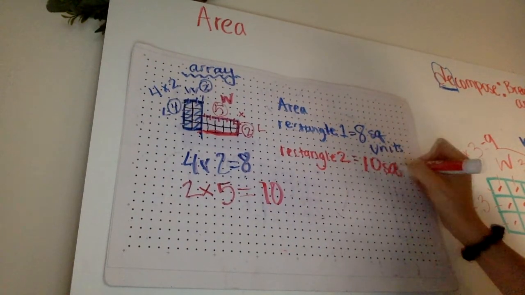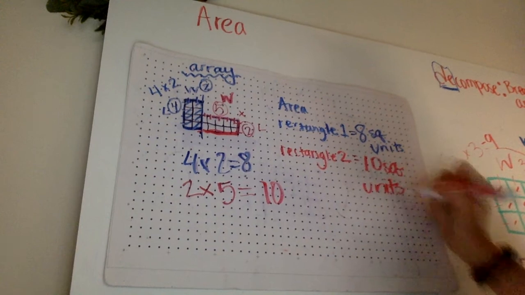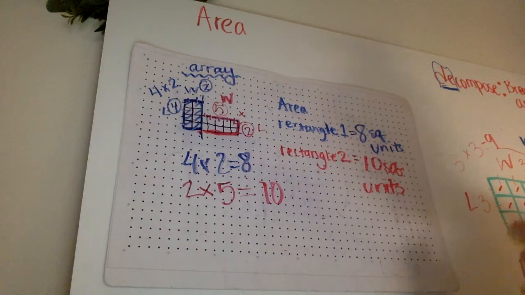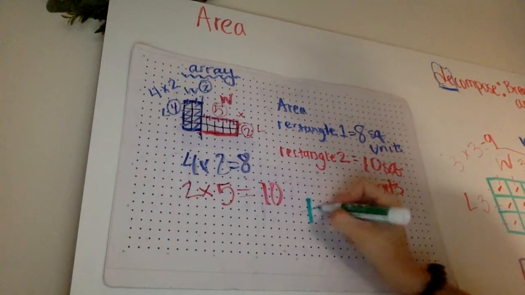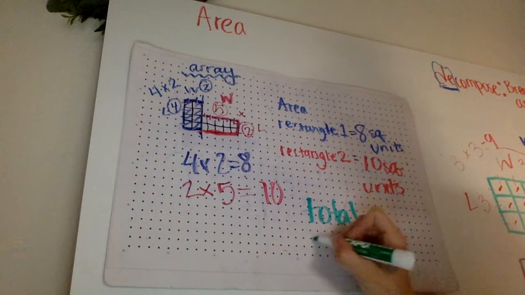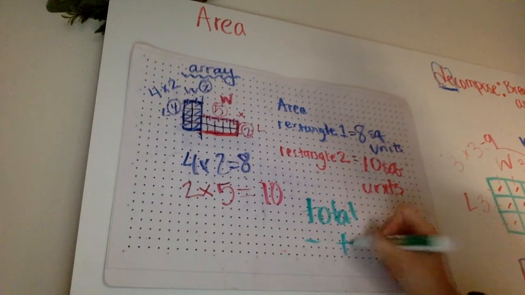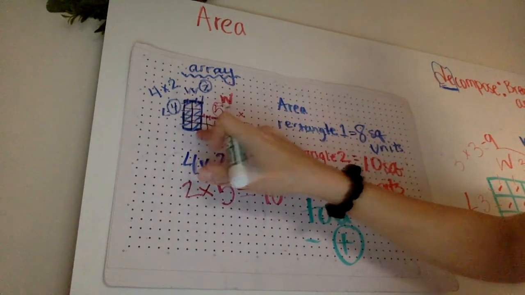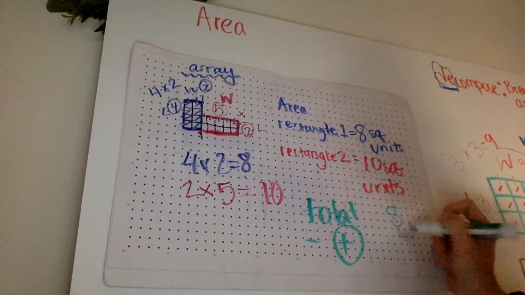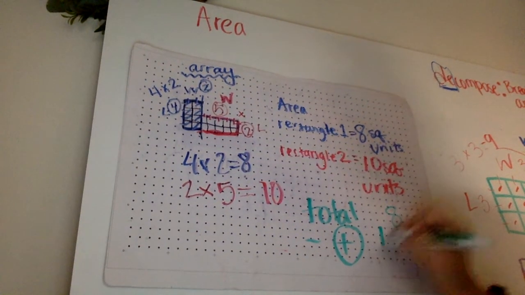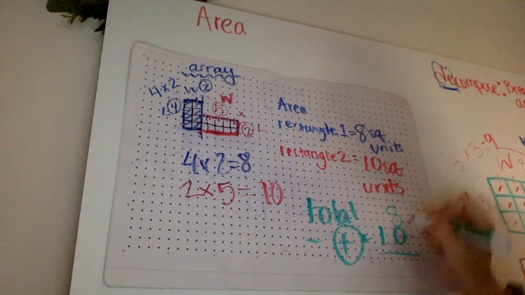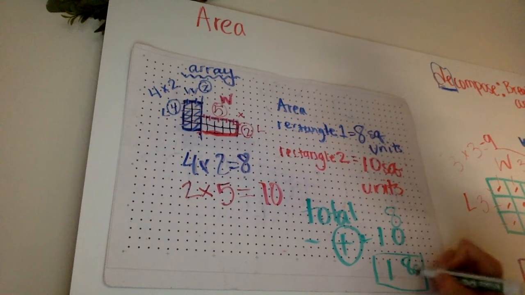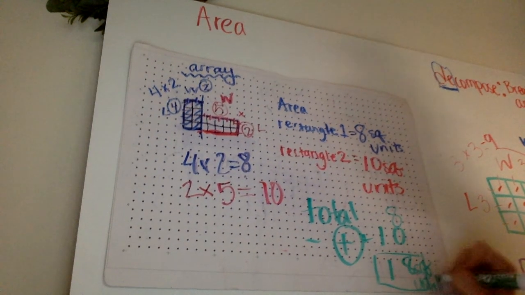10 square units. Sweet. So now we're not done. We need to find the total area. When I say total, think to yourself, what does total mean? Are we subtracting or are we adding? We are adding. Good job. So we're going to take the blue area, which is 8 square units, and the red area, which is 10. We're going to add them together. 8 plus 0 is 8, and we have a 1. So our total area is 18 square units.